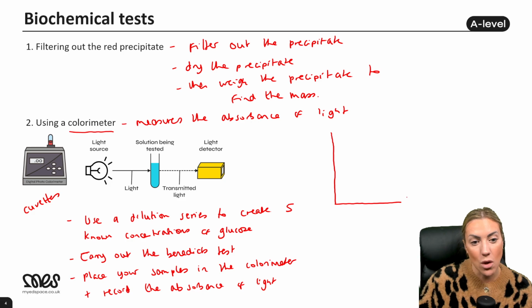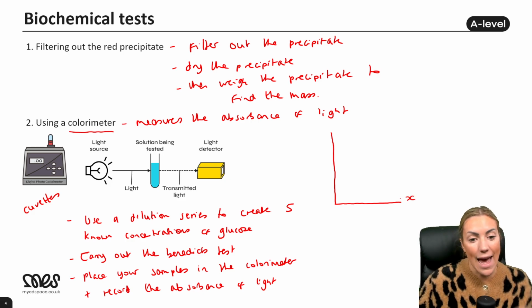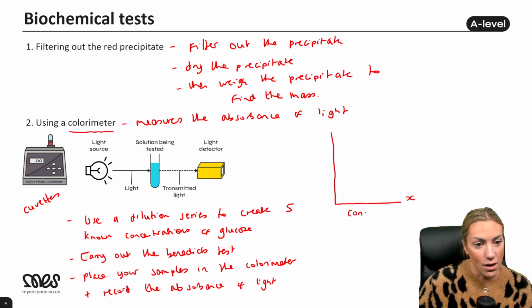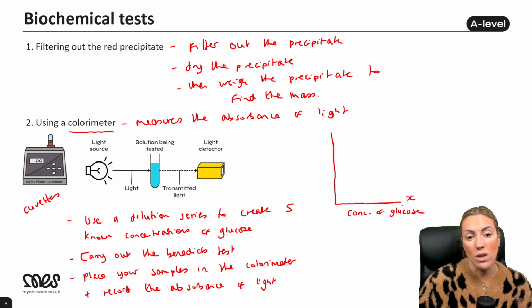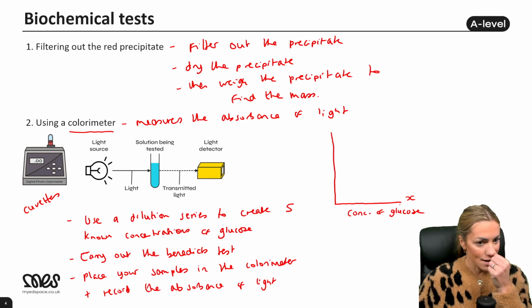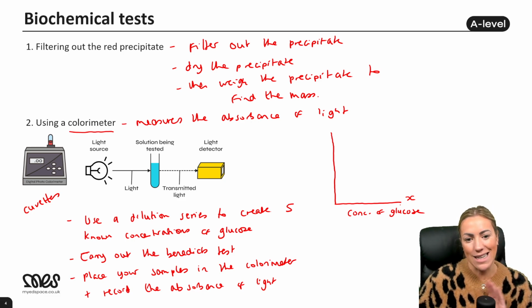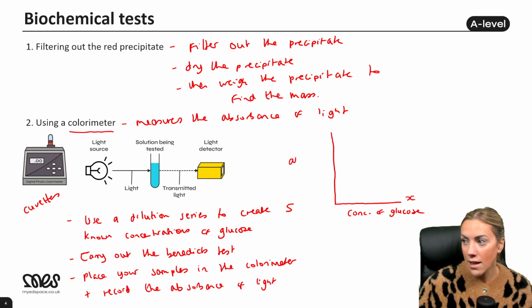So I'll do you a quick sketch of one. On the x-axis, we'd have our concentration of glucose, which we would know because we've prepared these concentrations ourselves using a dilution series. So you'd plot that on your x-axis because that's what you've changed. So that's your independent variable. Then you'd plot the absorbance of light on your y-axis because that's what you've measured. So that's your dependent variable.